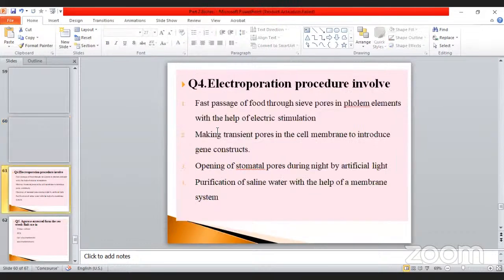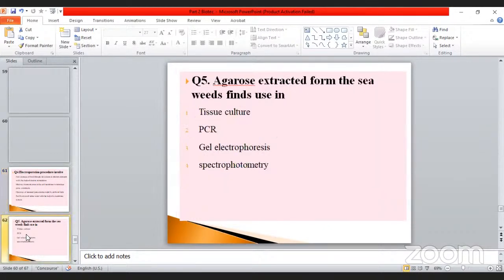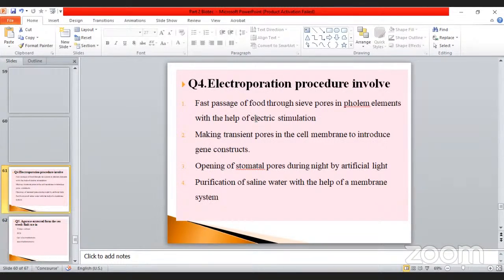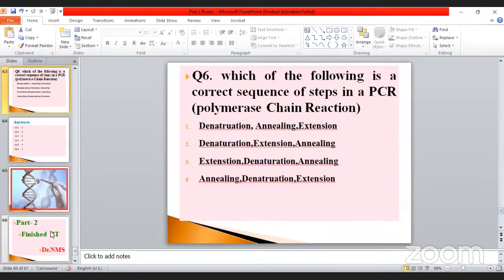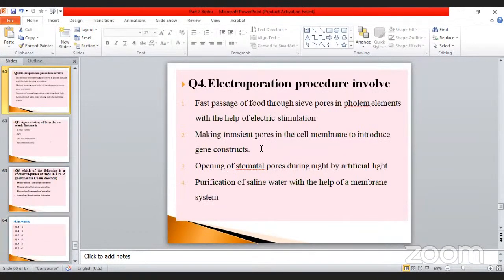And then the electroporation procedure involves: fast passage of food through sieve pores in phloem elements with the help of electric stimulation; making transient pores in the cell membrane to introduce the gene construct; opening up stomatal pores during night by artificial light; purification of saline water with the help of the membrane system. Which one is correct here, my dear? Which one? Sir, option 4. Is it correct, my dear? Is it correct? Sir, doubt, sir. Okay, anyhow.